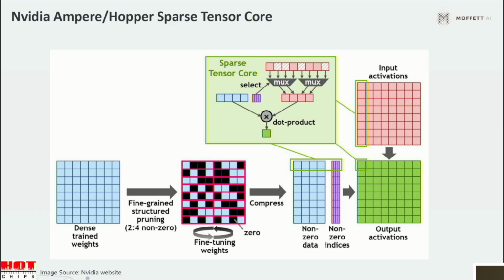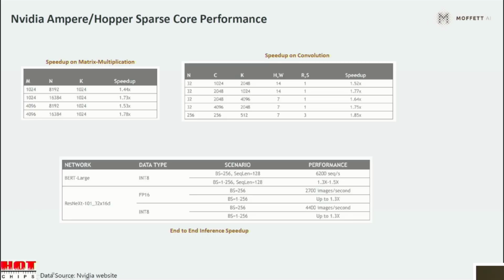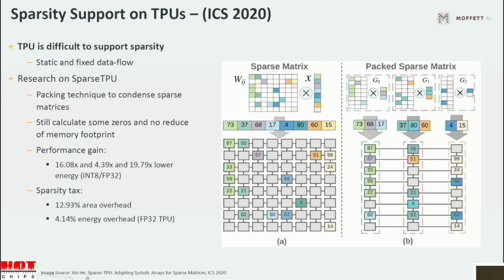And the idea is very simple, and the results from NVIDIA show very good speedup. As we can see here, they show the performance speedup on matrix applications, on convolutions, and on real applications. On real applications, they show around 1.3 times speedup. For matrix applications and convolution, they show around 1.5 to 1.7, even 1.85x speedup with 2x sparsity. And this is all the data from the NVIDIA website.